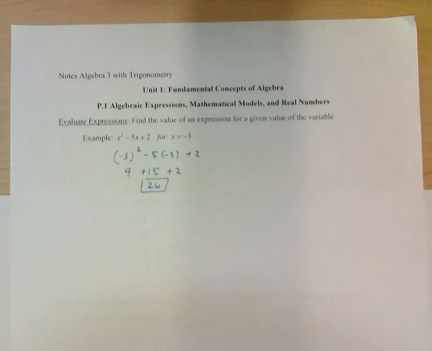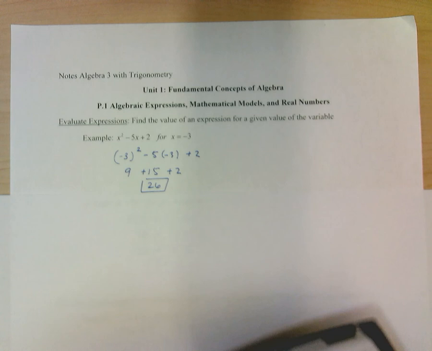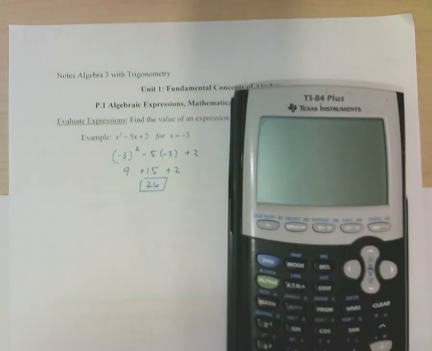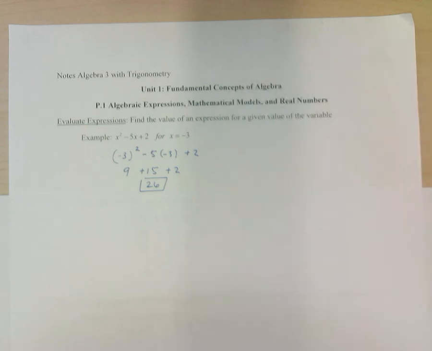And I like to check it with the calculator. And there's lots of ways to check it with the calculator. One of the ways is I'm going to store negative 3 for x. So negative 3, and the store button is right above the on. And I hit x and I hit enter. Now I'm going to type in the original equation. So I get x squared minus 5x plus 2, and I hit enter, and I get 26. So being able to do it without a calculator is important, and also checking your work.